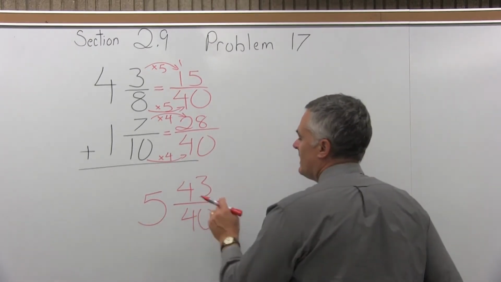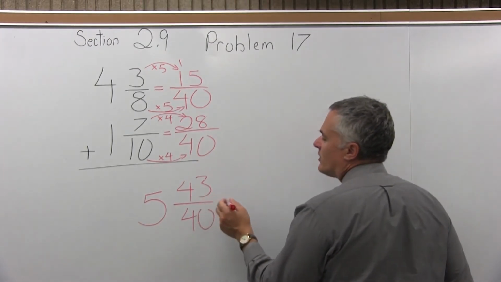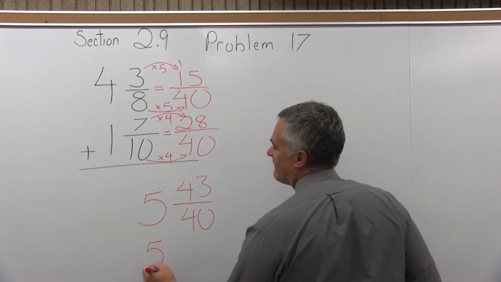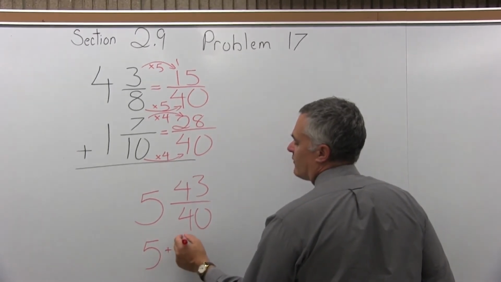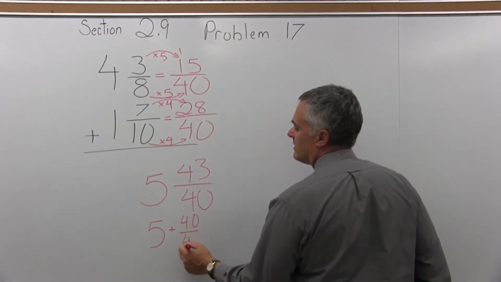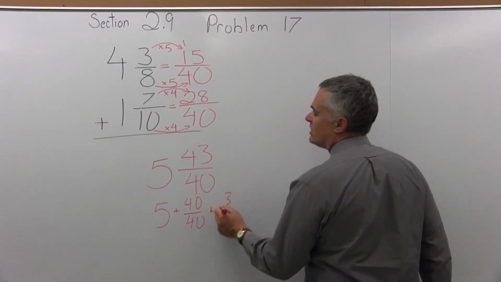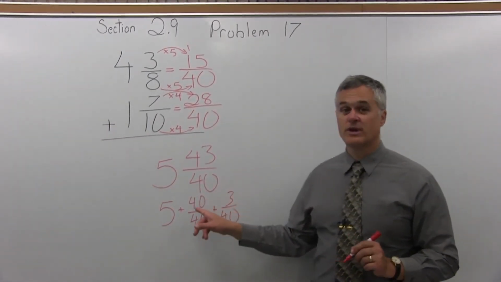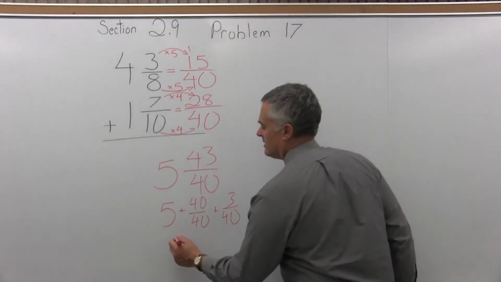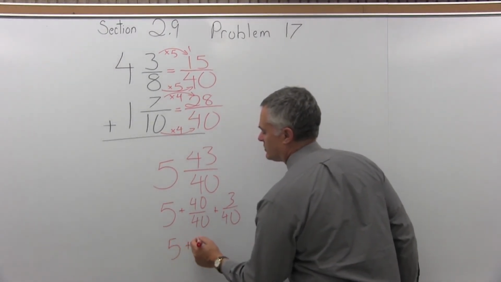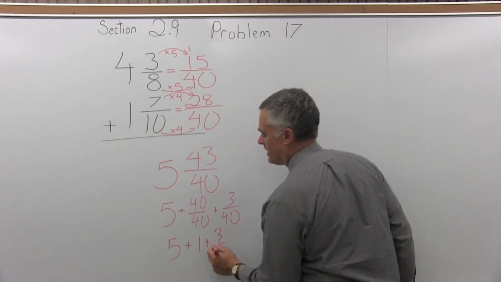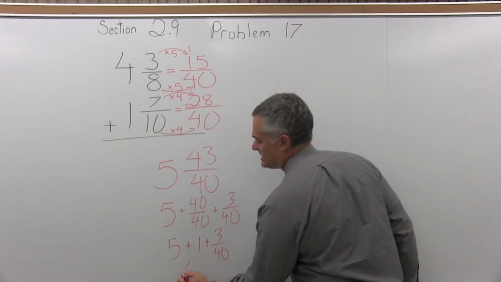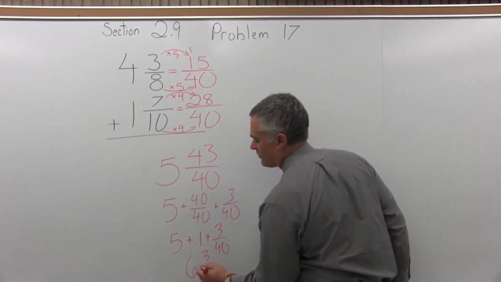Well, I know that 40 over 40 is 1. So I think of it this way. I have 5 and 40 over 40 plus another 3 over 40. There's your 43 over 40. I can split it up that way, which would be 5 plus 1 plus 3/40, which is 6 and 3/40.